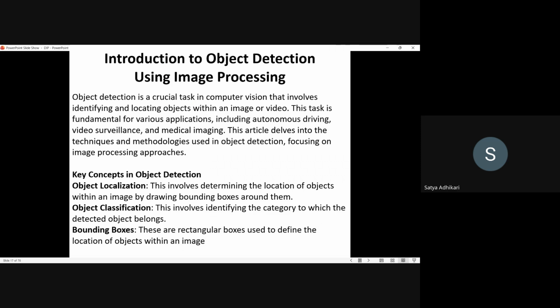So you may see in an MRI report or CT scan report the location of, suppose, a stone in a patient's body. This is the location of the stone, and more importantly, this is the dimension of the stone. So it calculates the dimension. This involves determining the location of objects within an image by drawing bounding boxes around them. You may have seen that a rectangular box is drawn on a face, recognizing that these are the faces.